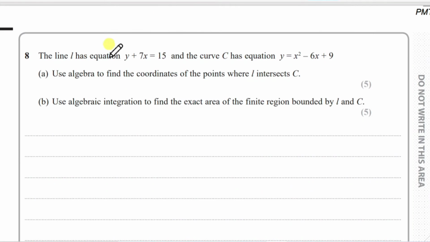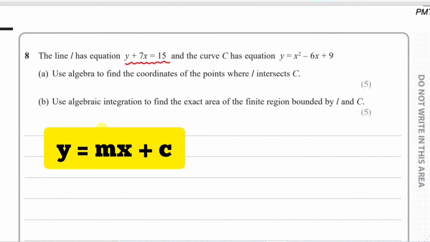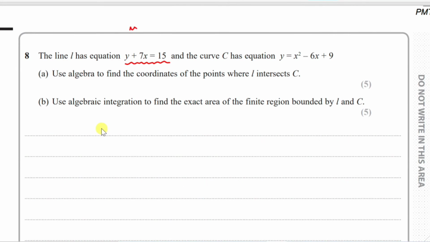So, number 8. The line L has equation y plus 7x equals 15, and the curve C has equation y equals x squared minus 6x plus 9. Before I do anything, I just like to rewrite this one in terms of y equals mx plus c, because it just looks better. So let's just make y the subject. So here you get y equals minus 7x plus 15. So I know this is actually a downward line because it has a downward slope, yeah? Because you got a negative gradient. And this one is a quadratic, so it's a U shape.